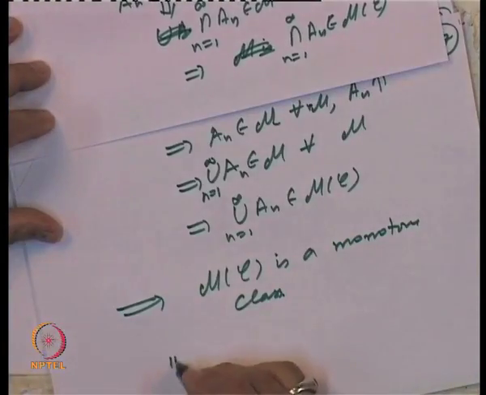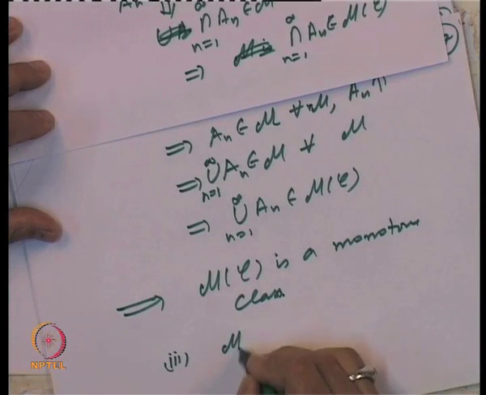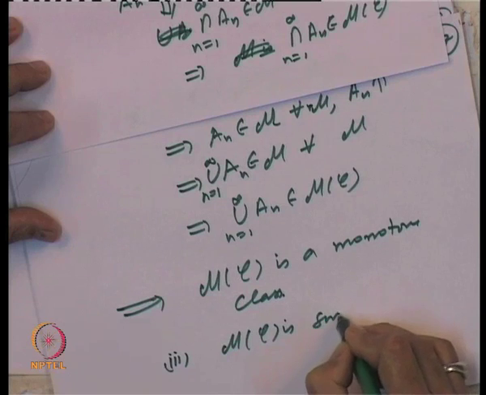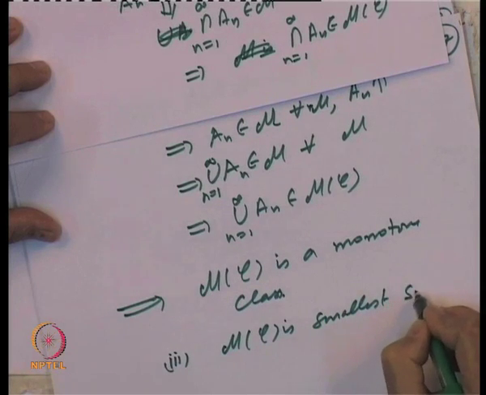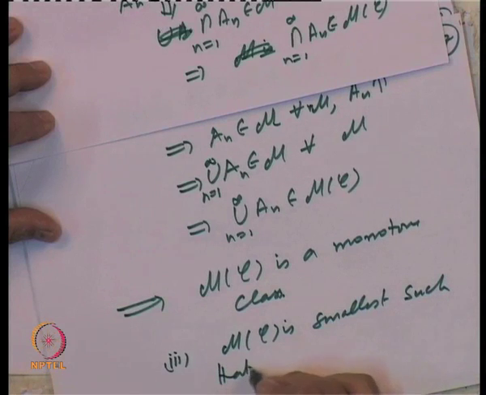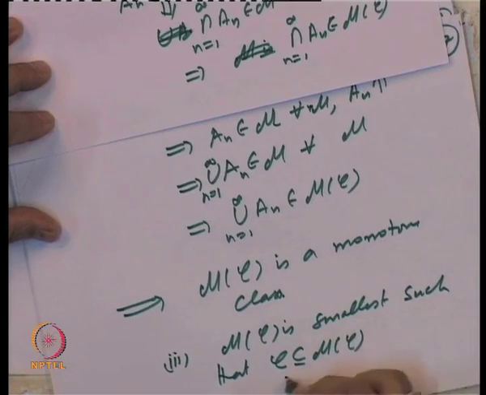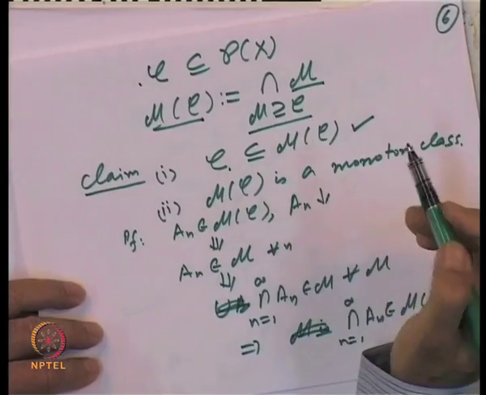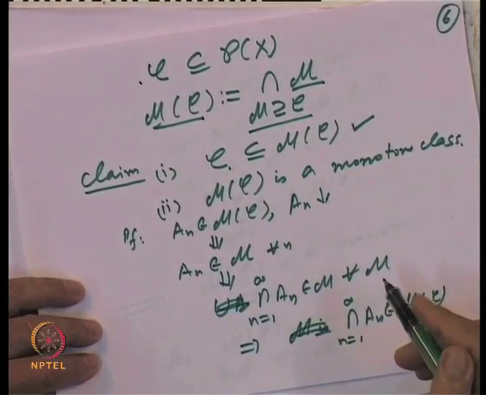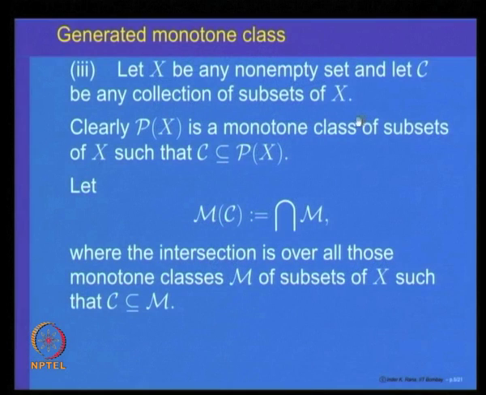And third, M of C is the smallest such that C is inside M of C, the smallest monotone class, and that is obvious because it is the intersection of all monotone classes. So, obviously, it is going to be the smallest. What we have shown is that given a collection C of subsets of a set X, there exists a monotone class M of C which includes C and which is the smallest.